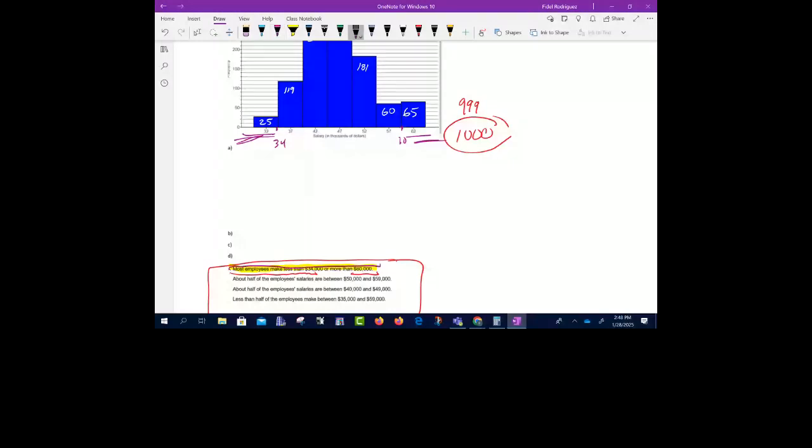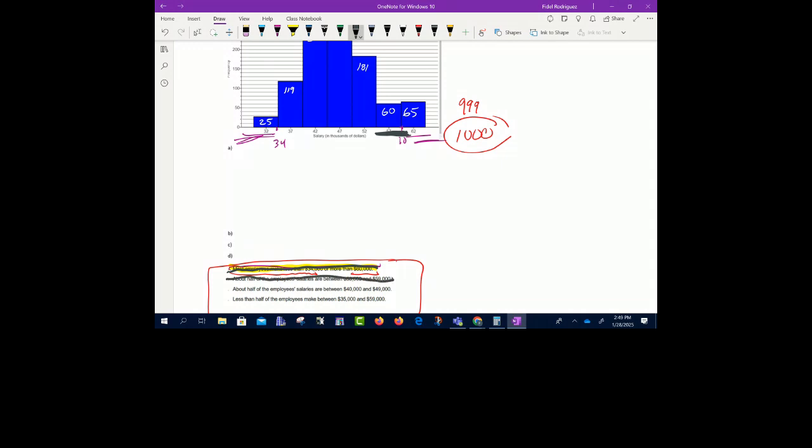Boom. Let's get rid of that guy. We obviously know that that's not correct. Okay. About half of the employees are between 50 and 59. Okay. So look, y'all, about half the people would be between 50 and 59. Does it look like half the people are in this area right here? No. Let's get rid of that too.